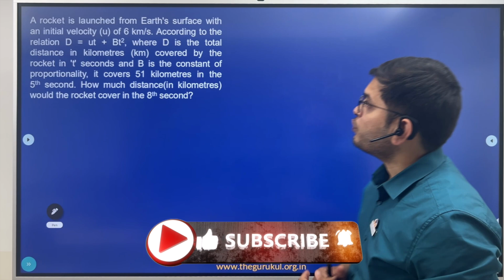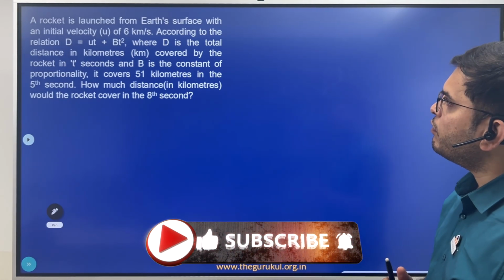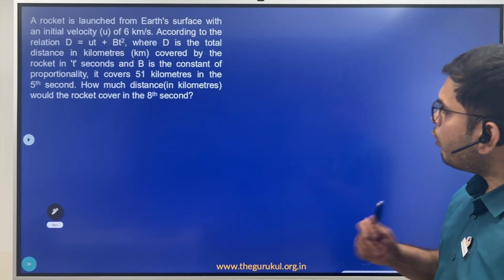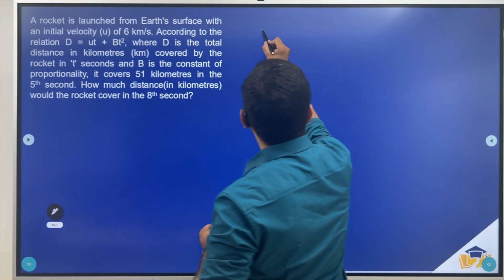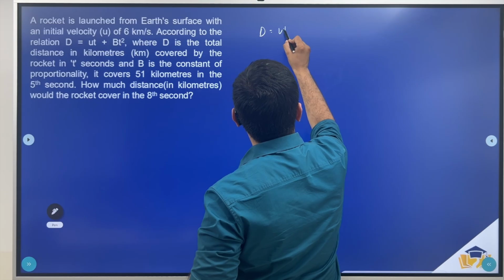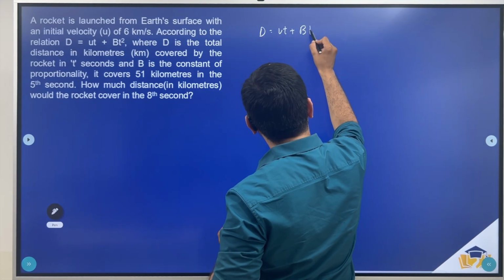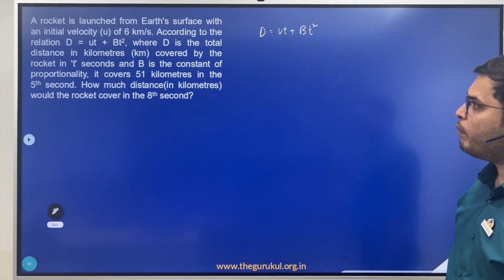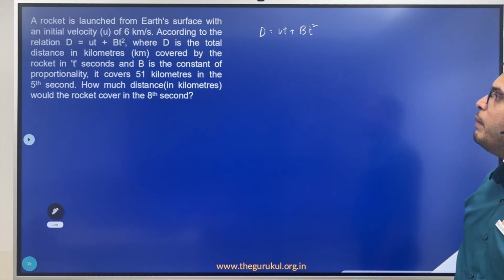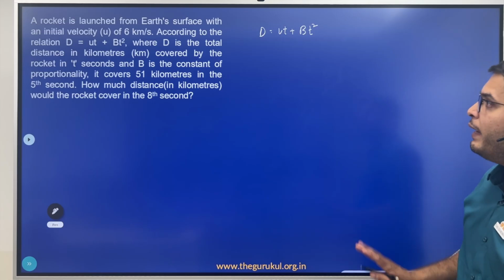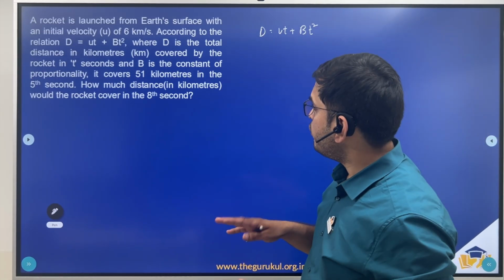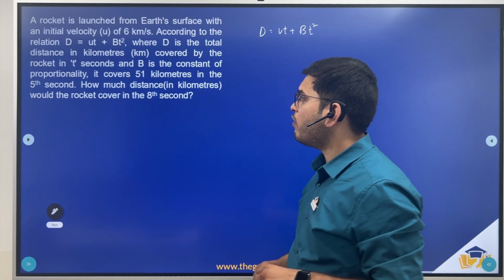Now coming to the fourth question. A rocket is launched from Earth's surface with an initial velocity u of 6 kilometers per second, and according to the relation d = ut + bt², where d is the total distance in kilometers covered by the rocket in t seconds and b is the constant of proportionality. It covers 51 kilometers in the fifth second, right? And what was asked? How much distance would the rocket cover in the 8th second?